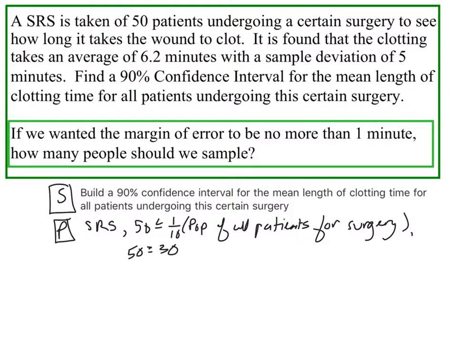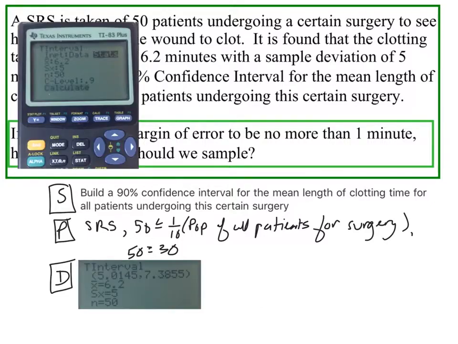So for do, this is where we go to our calculator. We are going to make a T interval. So we go into our calculator to the stat menu, stat, and then over to tests, and we choose T interval. This is number 8 on your list of tests. We're putting in statistics, the mean, deviation, sample size, confidence level. We calculate it. Here is our interval.